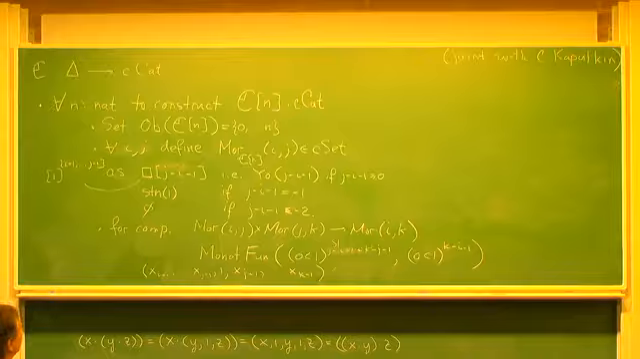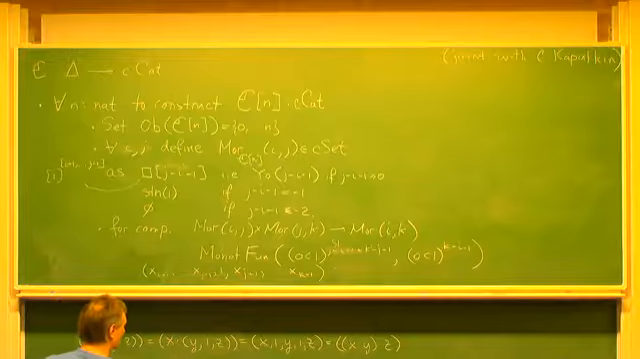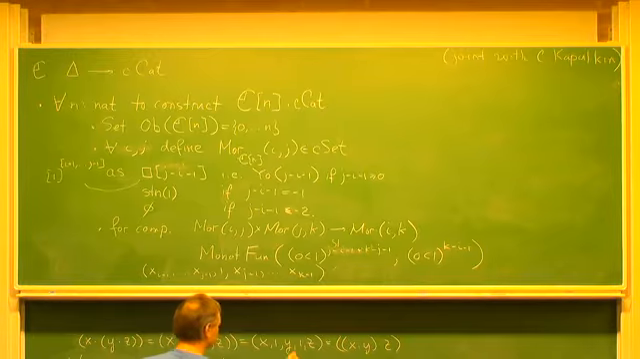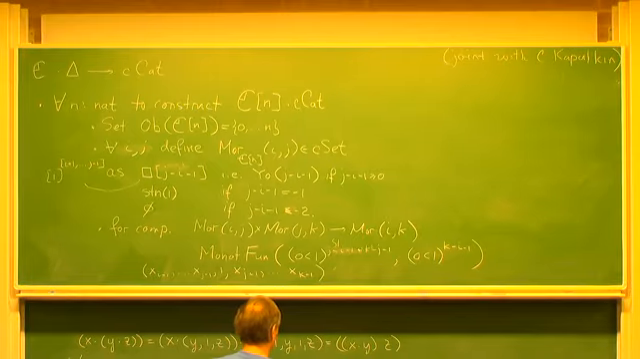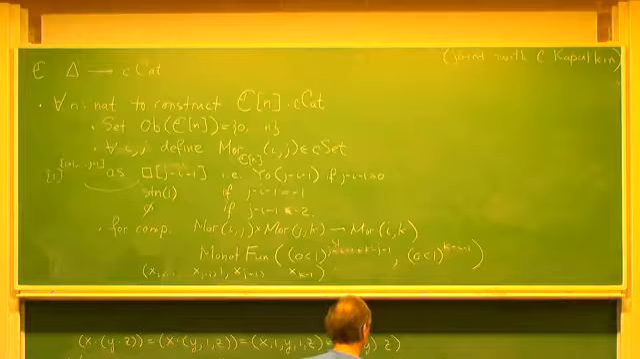Now the next problem we have is to construct, for all phi from m to n in Delta, let me denote it phi star just for the notational convenience, from C m to C n. And that should be a cubical functor.